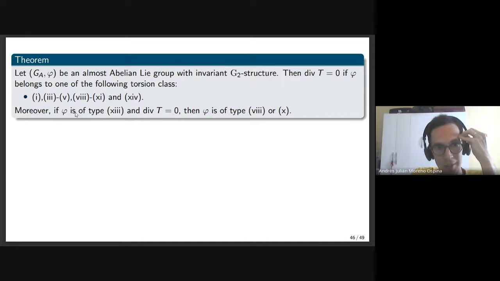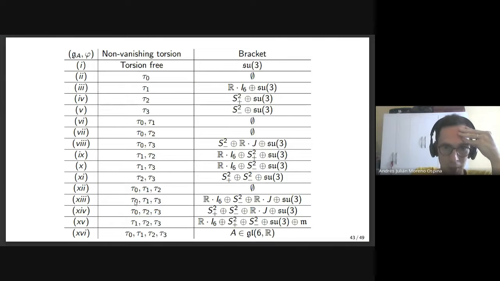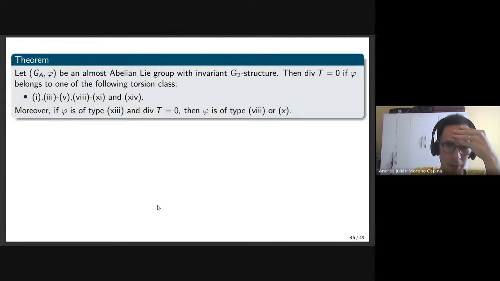But we see, for example, that if your G2 structure is of type 13, which means to have tau 0, tau 1, and tau 3 as torsion, it means just tau 2 vanishes. If we have that condition and divergence free, the G2 structure is of type 8 or 10. So in some sense, the divergence-free condition for the total torsion improves your torsion, right? In fact, it means to have less torsion in the sense of the intrinsic torsion.